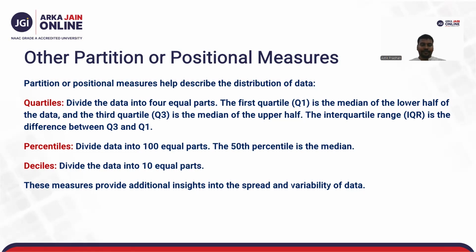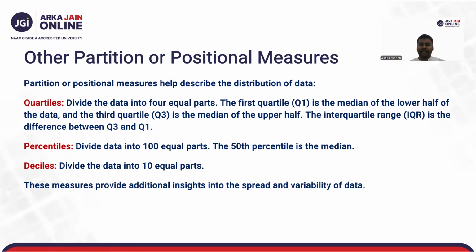The first one is quartiles. If you have a data set, you can divide the data into 4 equal parts. Each part can be even or odd, but you will have to divide them sequentially into 4 different parts. So quartiles divide the data into 4 equal parts.